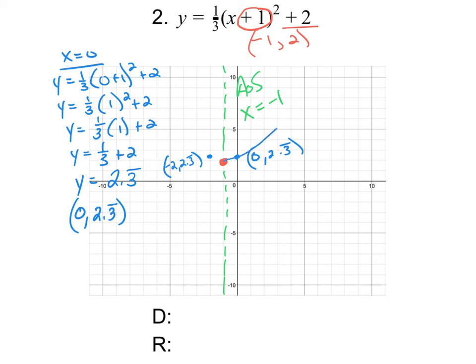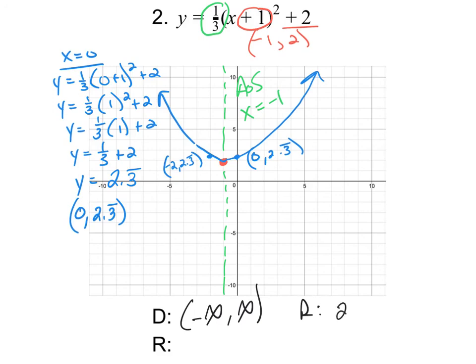And now my graph's going to look like this. So it's still a U-shaped graph, but it's a lot wider. So if you can think back to transformations, we would call that a shrink. And that's because that 1/3 out in front is between 0 and 1. The domain here is -infinity to positive infinity. And the range is going to be from 2 to positive infinity. Again, this 2 that we're using is the y value in the vertex.